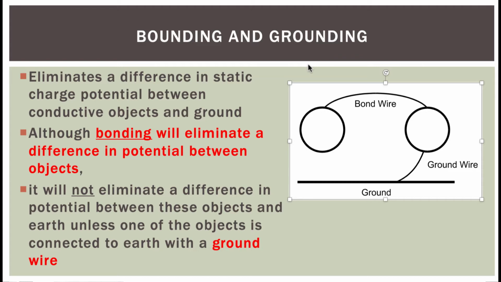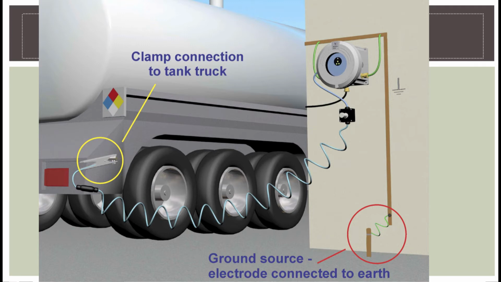Bonding is when you link object to object, so 2 tanks together, maybe the tanker truck to the wall. This would be bonded. And grounded is where then you link the item that is transferring the liquid out to the ground. And this will eliminate the difference between object to object static electricity and object to ground static electricity, because of what happens when you transfer flammable liquids. They build up their own static electricity on their own.